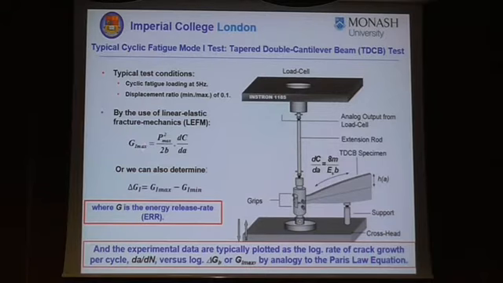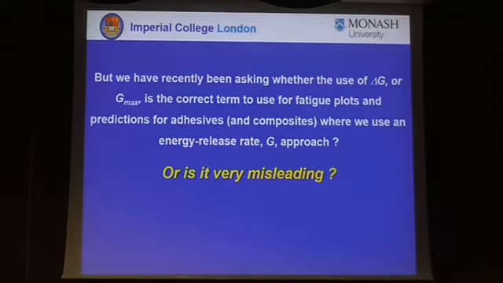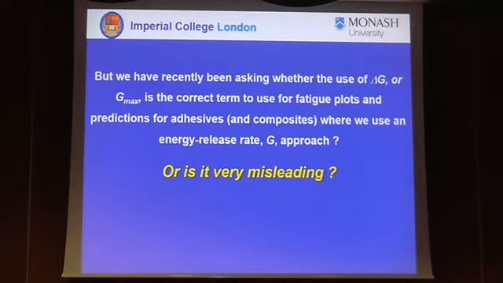We also know G1 max, of course, so we can run this test, measure the rate of crack growth per cycle, plot it against the range of strain energy release rates, or G1 max, by analogy to the Paris law equation, and that's what we and others have done for many years. But we've recently been asking whether this is correct. Are these the correct parameters to use? That's the range of energy release rates, or G max, to actually do the plots, and maybe then to go on to do things like fatigue prediction, or is it very misleading?